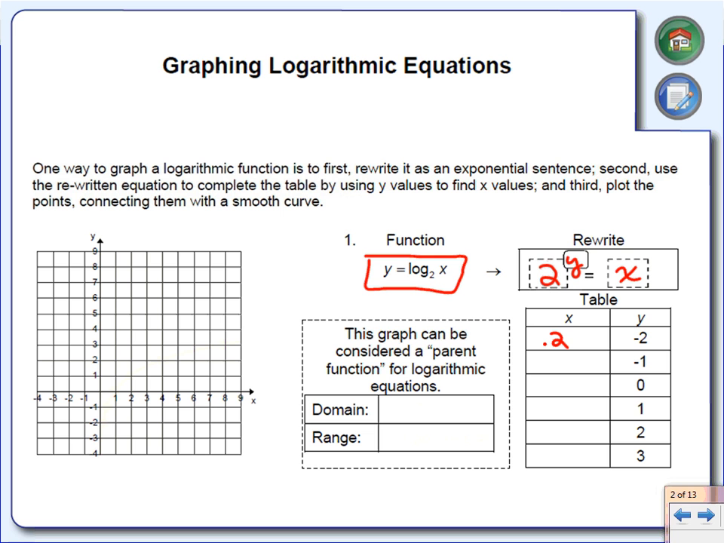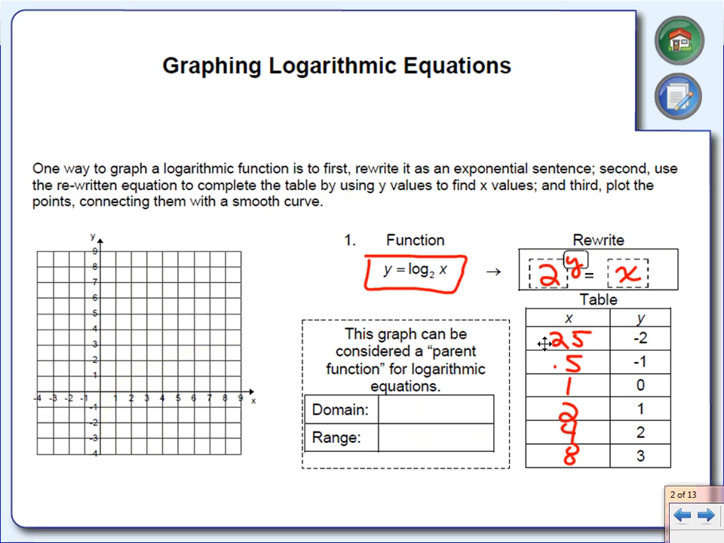0.25. So write that in your table. Now I want to know what is 2 to the negative 1 power. 0.5. What is 2 to the 0 power? 1. What is 2 to the first power? 2. What is 2 squared? 4. And then what is 2 to the third power? 8.